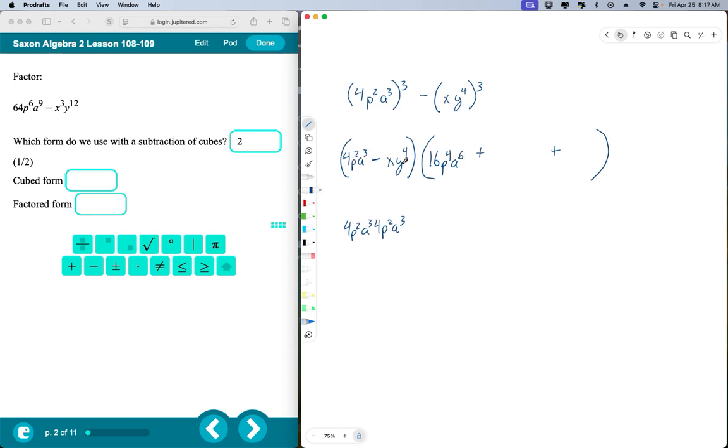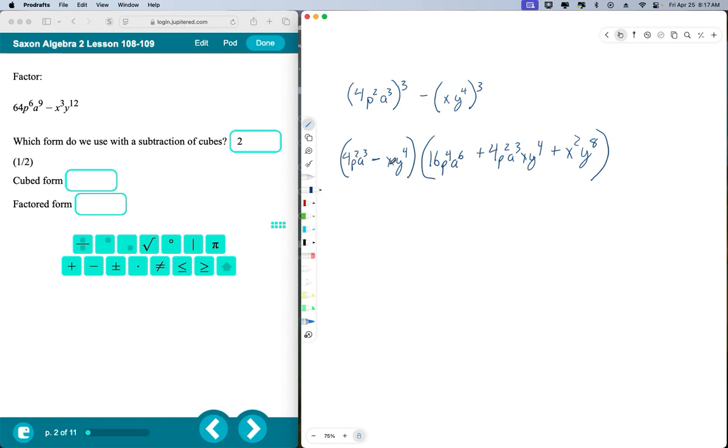All right, now we just write these two together. 4p^2a^3 times xy^4. Okay, first term times the second term. And then the third term is this one squared. So that would be x squared y to the 8th. And that's the answer. Alrighty.